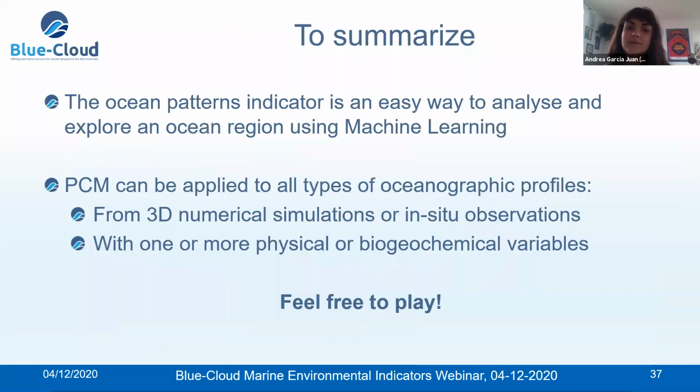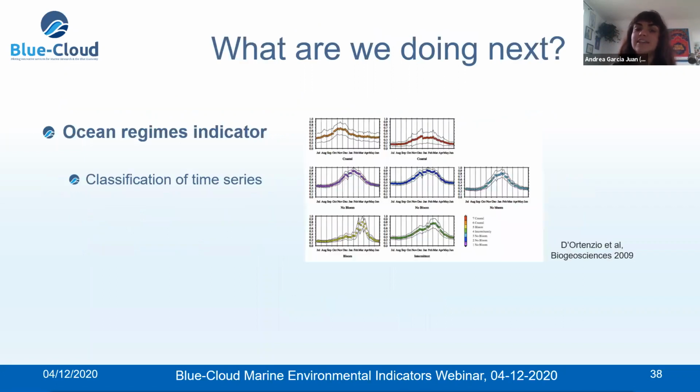So to summarize, the ocean patterns indicator is an easy way to analyze and explore an ocean region using machine learning. And this analysis can be applied to all types of oceanographic profiles, from 3-dimensional numerical simulation to in situ observation, and we can use it with one or more physical or biogeochemical variables. So feel free to play with the notebooks.